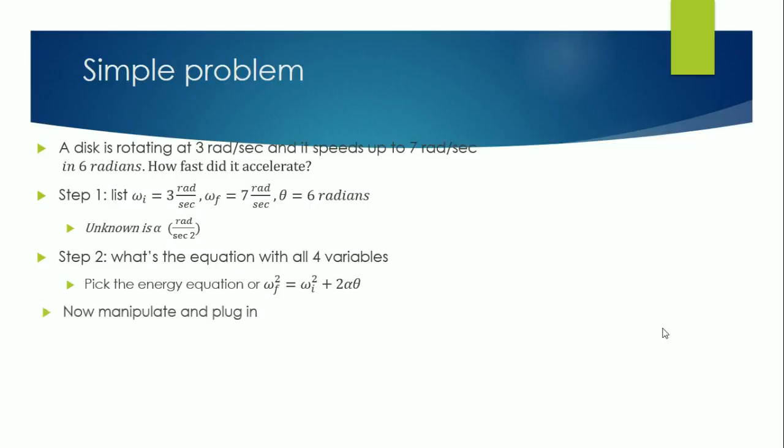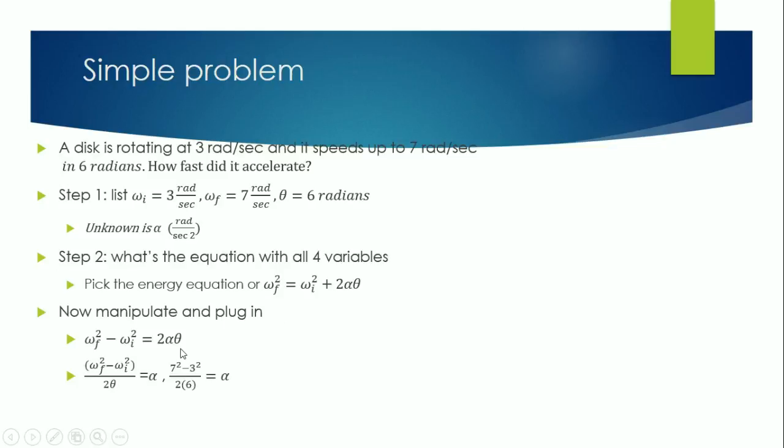So now we have to manipulate the equation and plug in. So that's the last step. We want to solve for angular acceleration, so let's move everything to the other side. First I would subtract by initial angular velocity squared. Then I would divide each side by 2 theta, like that. And we would get angular acceleration.